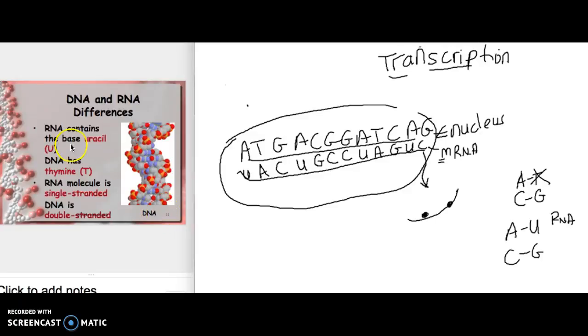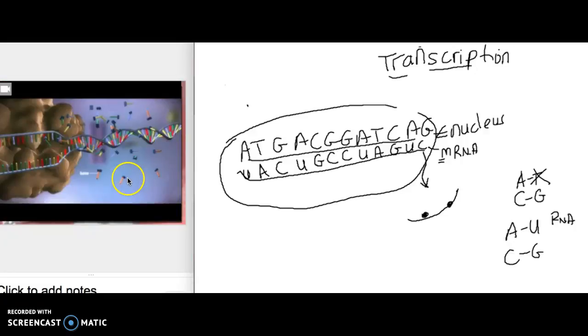Just to recap, RNA contains the base uracil, or U. DNA has the code T. There is no U in DNA, and there is no T in RNA. RNA is a single molecule, whereas DNA is a double stranded molecule.